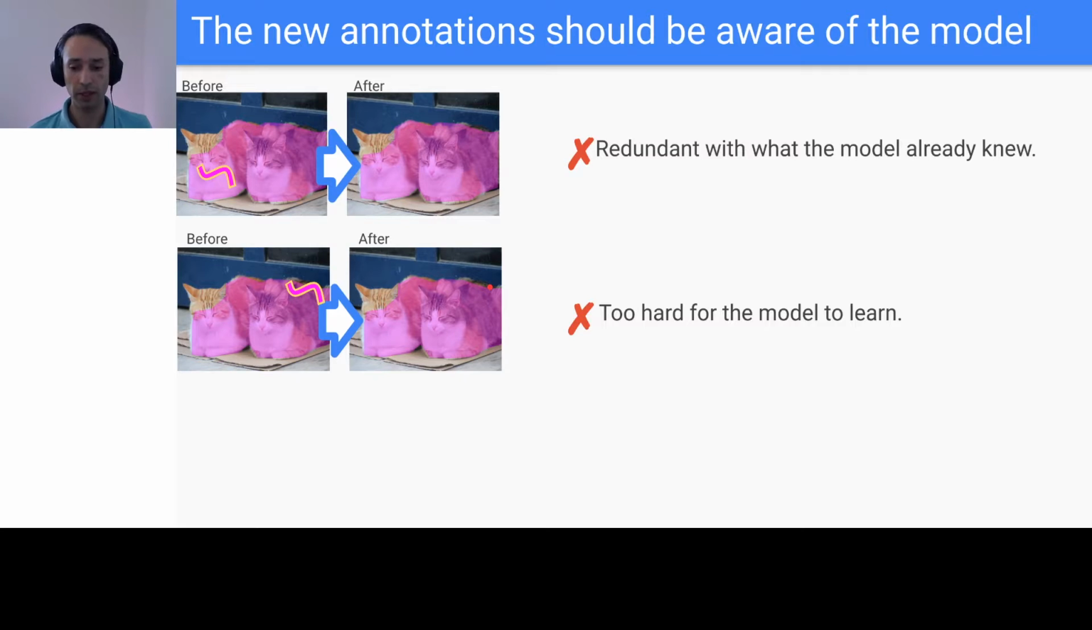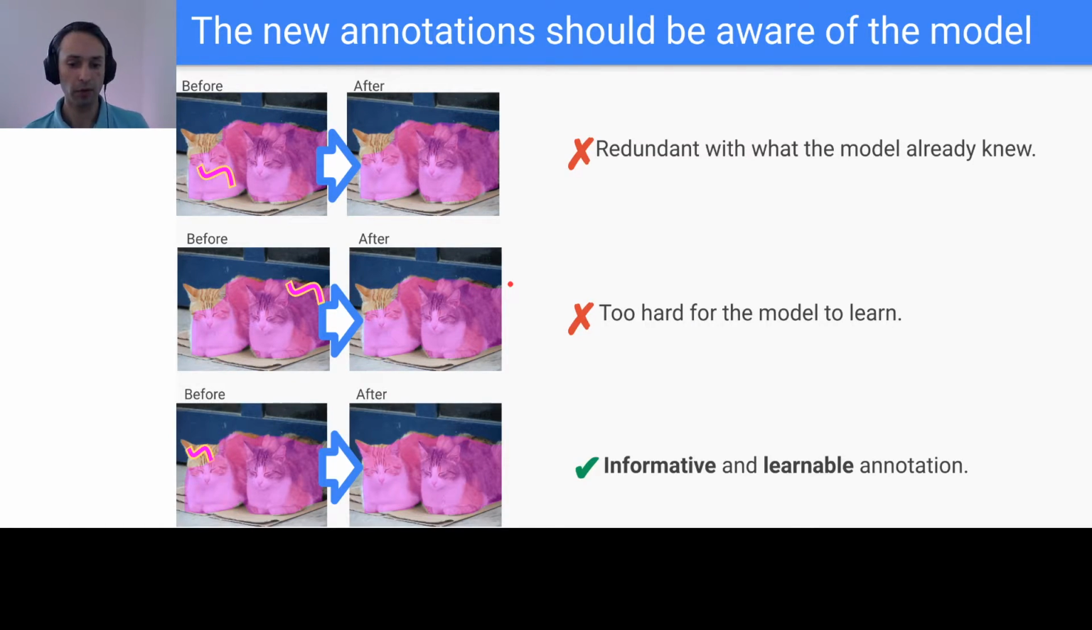This usually happens if you take very adversarial cases, or if you look at very rare cases that the model anyway is not going to capture because there's not enough signal for that part of the visual space. So in practice, you want to collect data that is both informative for the model and learnable for the model.